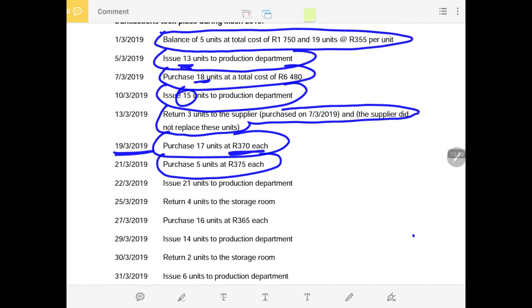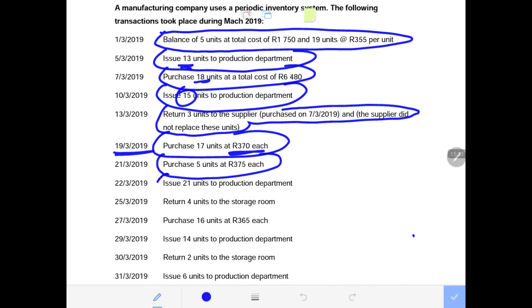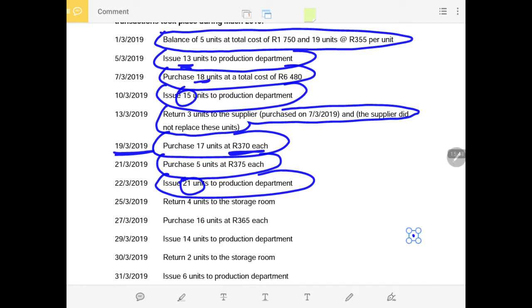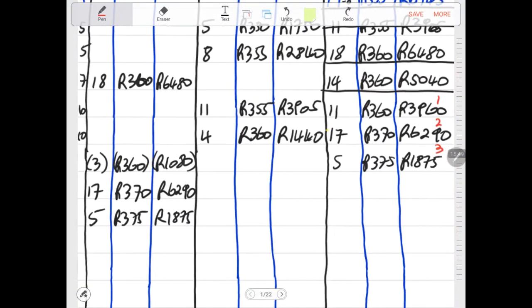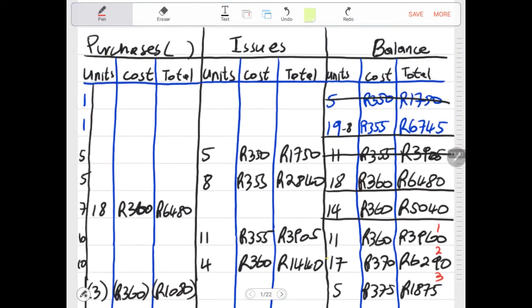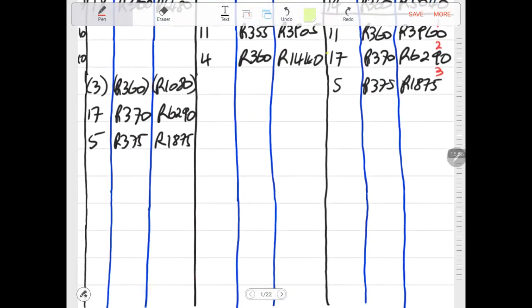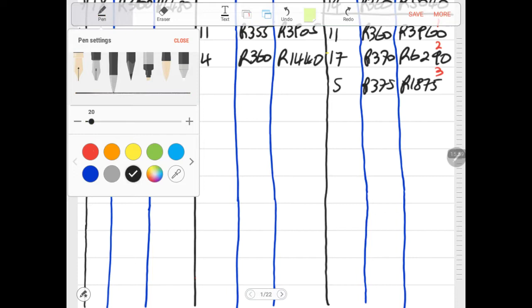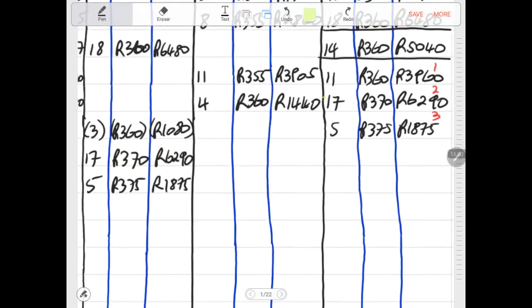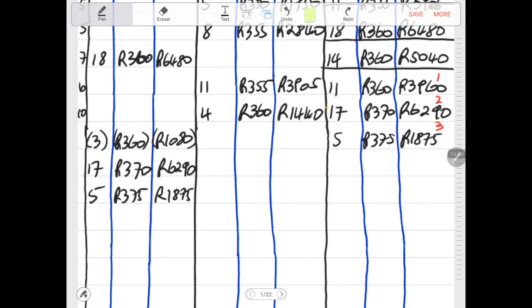The next transaction is telling us that we issued 21 units into our production department. How many? 21 units were issued to the production department. So now we need to issue these 21 units. When we issue, we go under the issue column. Don't forget that we go under the issue column because we are issuing inventory. Under the issue column, we say how many units must be issued? 21. We look at the inventory that we have available.